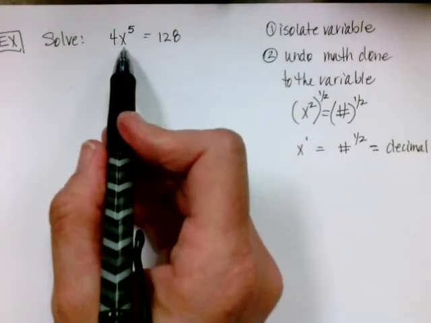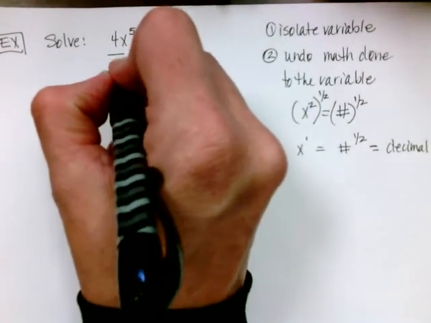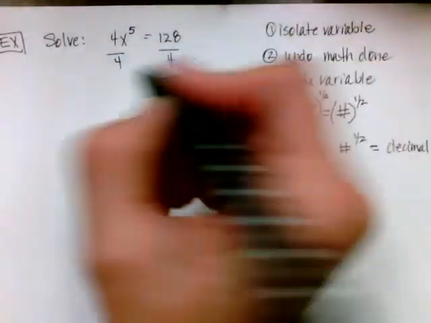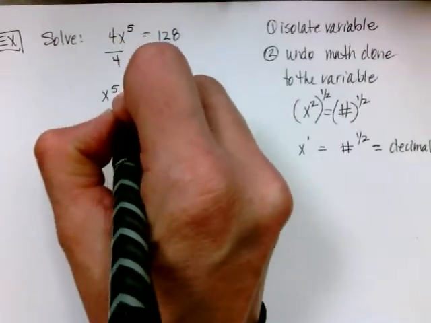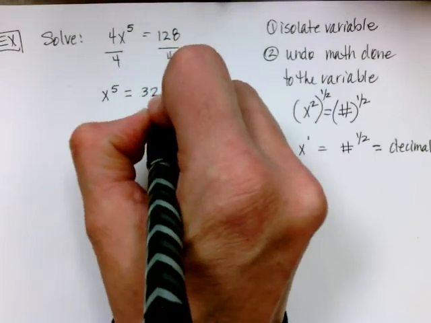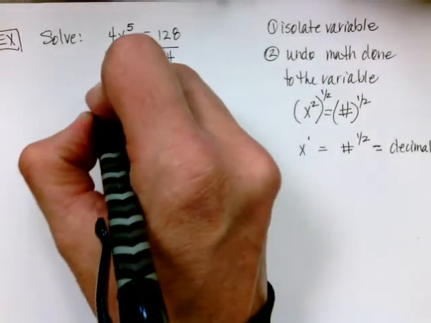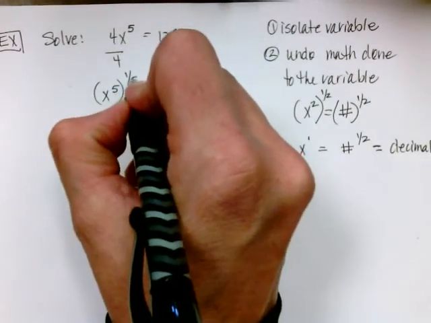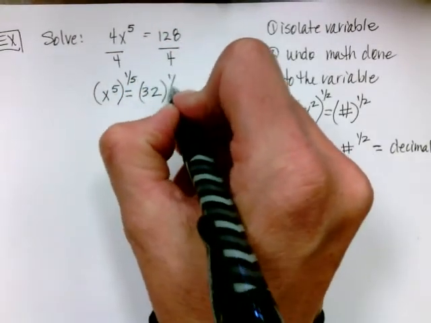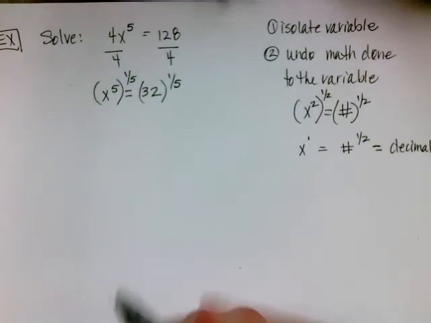So let's start solving this problem. The first thing that I want to do is divide both sides by 4. So then I'm going to get x to the 5th is equal to 32. Now I need to undo x to the 5th, so I'm going to raise this to the 1/5 power, and I'm going to raise this to the 1/5 power.